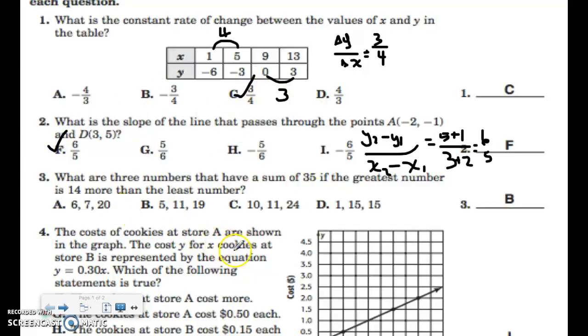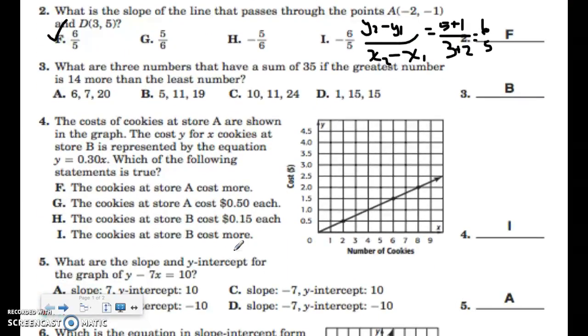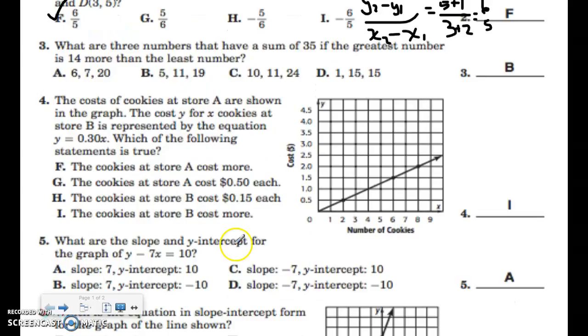Number 3, what are 3 numbers that have a sum of 35 if the greatest number is 14 more than the least number? All right, so there's a couple of things going on here. Number 1, there is a problem like this on the test. Number 2, it's really not as hard as it looks based on the fact that it's multiple choice. Okay, so here's the thing. Sum of 35. That means these 3 numbers have to add up to 35.